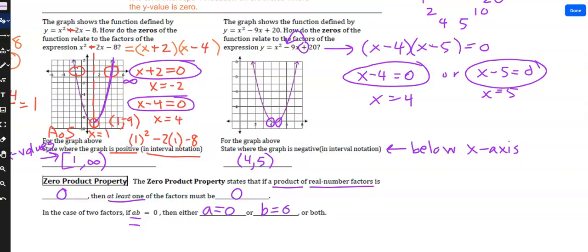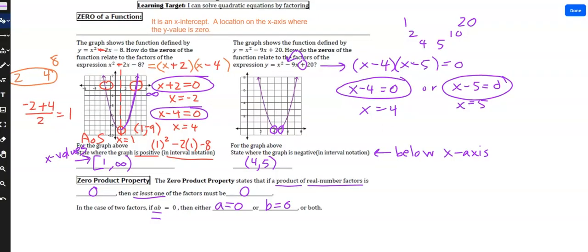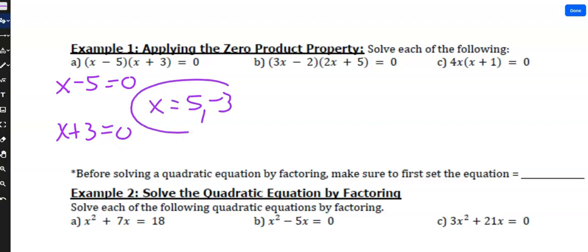Anyway, so that is the more formal set of notes, called the zero product property. Okay, next slide. So once again, x minus 5 equals 0, x plus 3 equals 0. And so my two answers are 5 and negative 3. When it's simple like that, most kids get that really quickly.